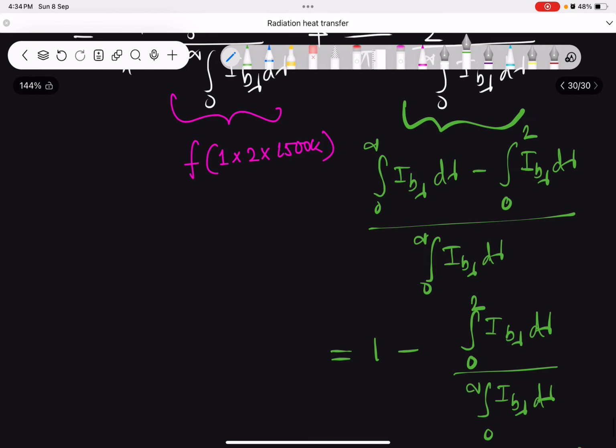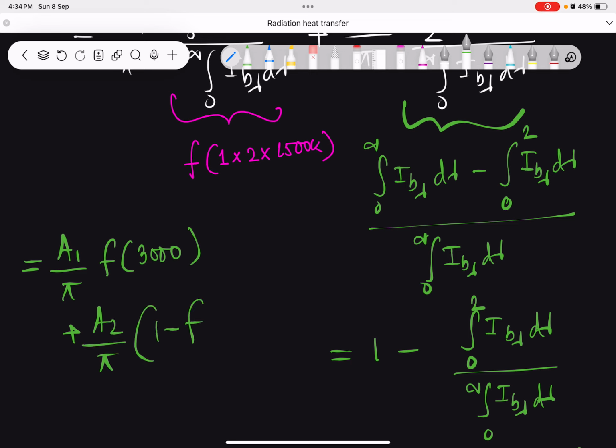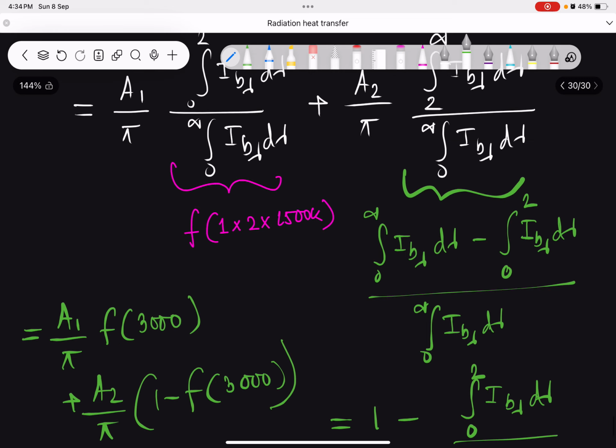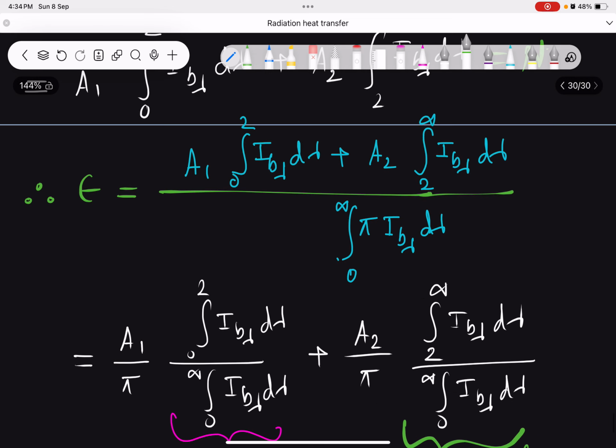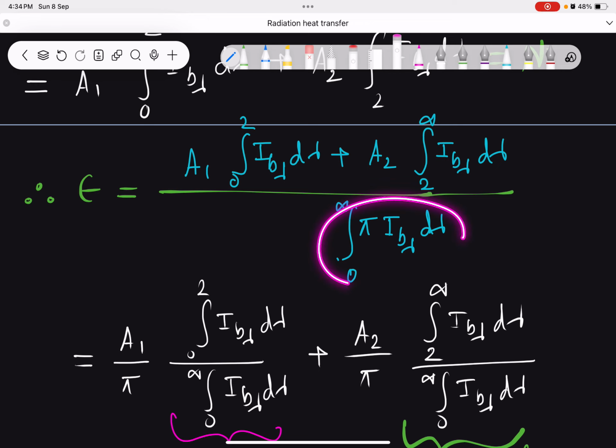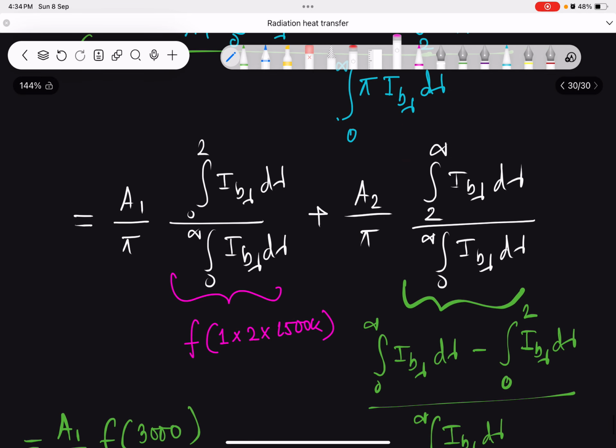That means finally my answer is a1 by pi into f of 3000, plus a2 by pi into 1 minus f of 3000. Clear? If I have not made any silly mistake. Now people will make one mistake here. They will write sigma T to the power 4 here instead. That is fine, but then again here you will have sigma T to the power 4.